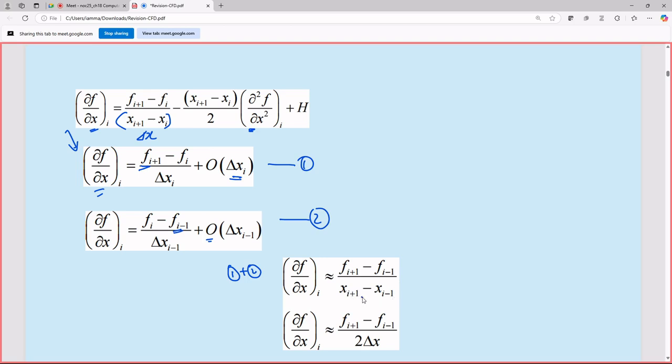If you look at here, it is 2 times, that is xi plus 1 minus xi, and also xi minus xi minus 1. 2 delta x's are present, so that's why it is converted to 2 times delta x.